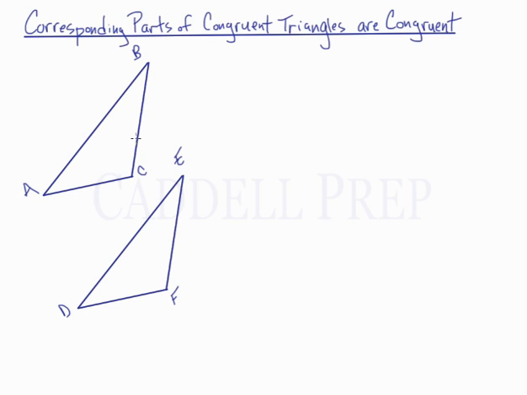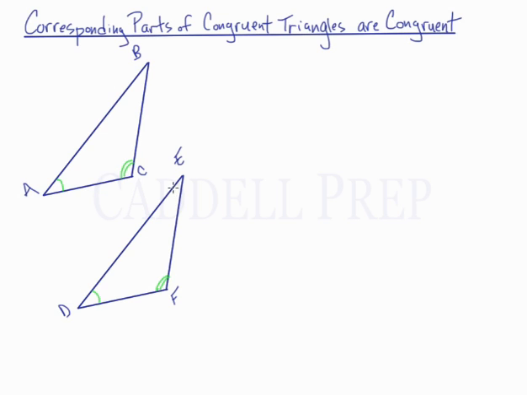A lot of times when we're working on a proof, the objective is to prove that two triangles are congruent. But sometimes we're just going to prove the two triangles congruent in order to prove other information as well. In congruent triangles, corresponding parts of those congruent triangles are congruent. So, for example, in this triangle, angle A corresponds to angle D, so they're congruent to each other. Also, angle C corresponds to angle F, so these are congruent.